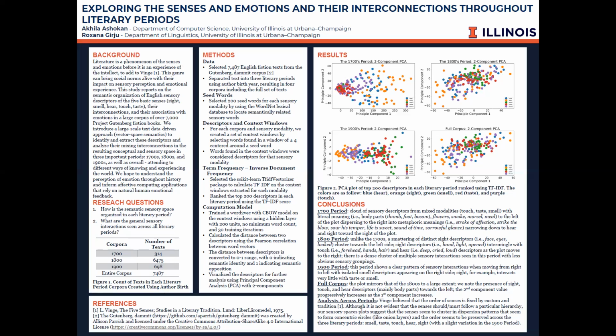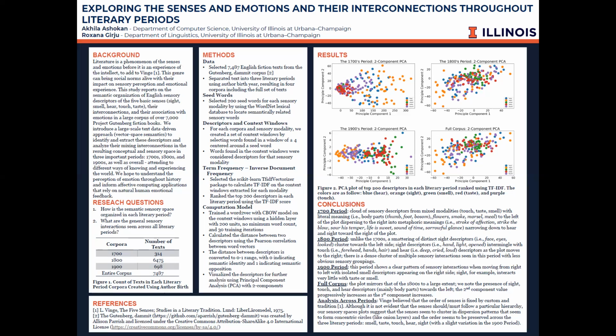Then as we move towards the 1800s, we see a similar dispersion of sight descriptors, this time to the left side of the plot, that gradually mingles with touch and hearing descriptors. As we progress towards the right, there is a dense cluster of multiple sensory interactions seen in this period with less obvious sensory groupings. The 1900s is marked by more clear transitions between each of the sensory modalities and a very similar trend to the 1800s, but with smell descriptors scattered towards the right this time.